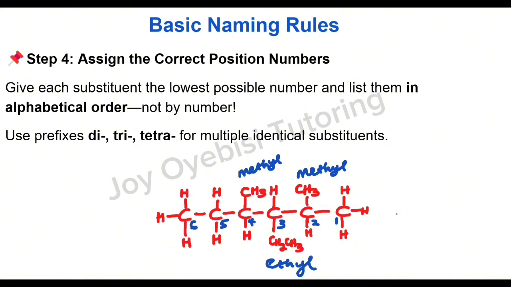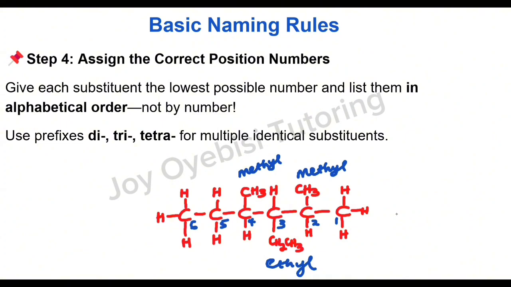Give each substituent the lowest possible number and then list them in alphabetical order, not by the numbers, but alphabetically. And then if you have multiple identical substituents, use prefixes: di, tri, tetra. So di means two. This prefix is different from the one I showed you earlier. This one is for multiple identical substituents. So when you have two of the same substituents, in different positions or in the same position, it doesn't matter. Once it's two of them, you use di. Three of them, tri. Four of them, tetra.